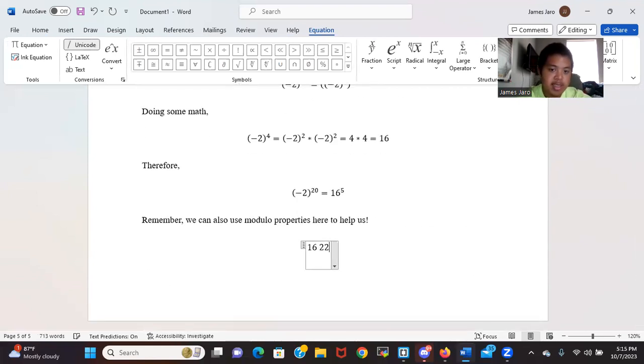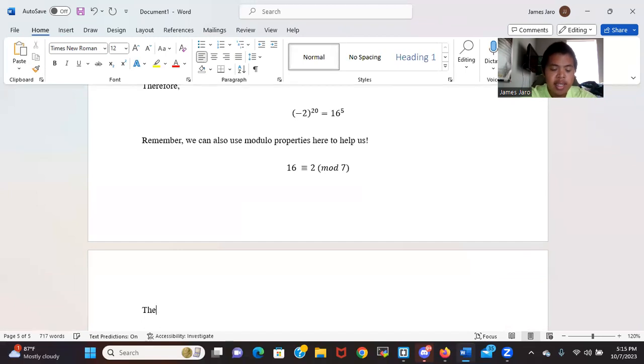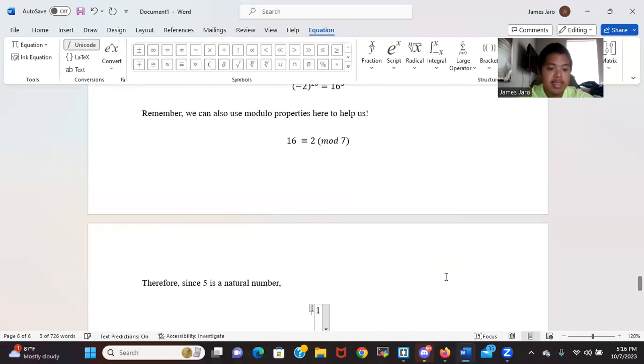So hopefully you agree that 16 is congruent to 2 mod 7, because when I divide 16 by 7, I get a remainder of 2, and when I divide 2 by 7, I get a remainder of 2. So 16 has to be congruent to 2 mod 7. Therefore, since 5 is a natural number, because 5 is a positive integer, we can say that 16 to the 5th is congruent to 2 to the 5th under mod 7.